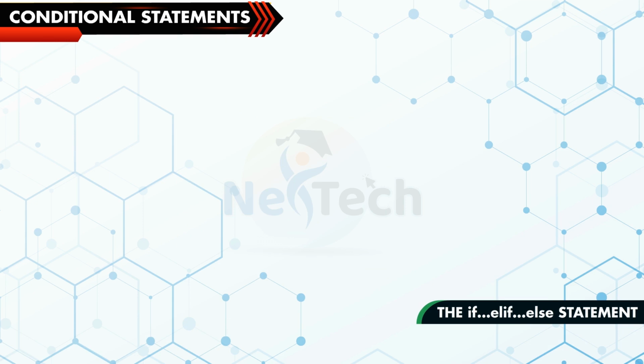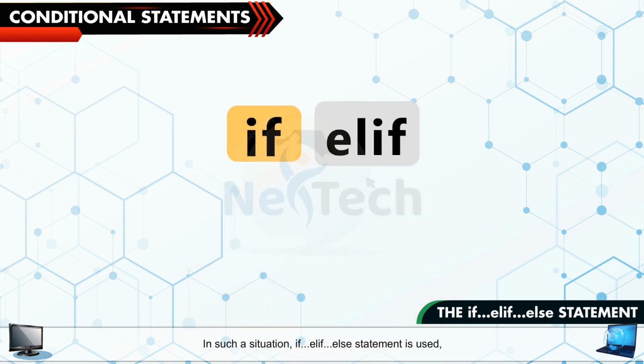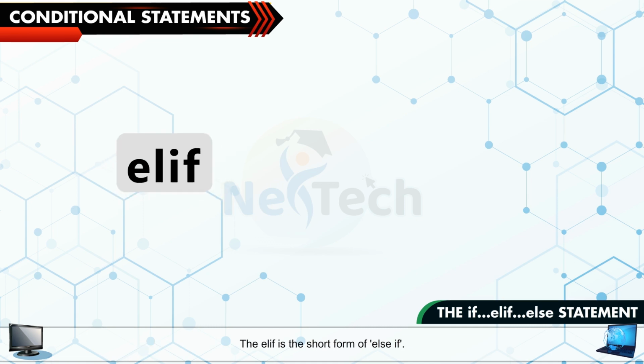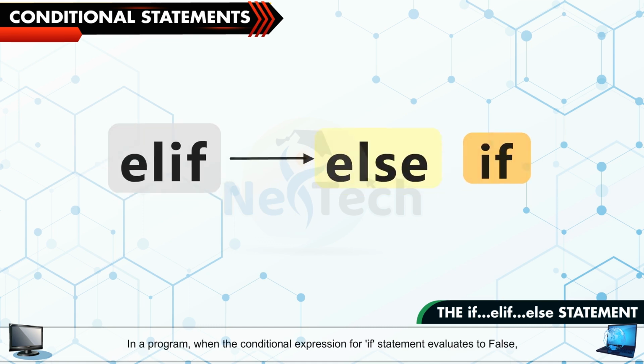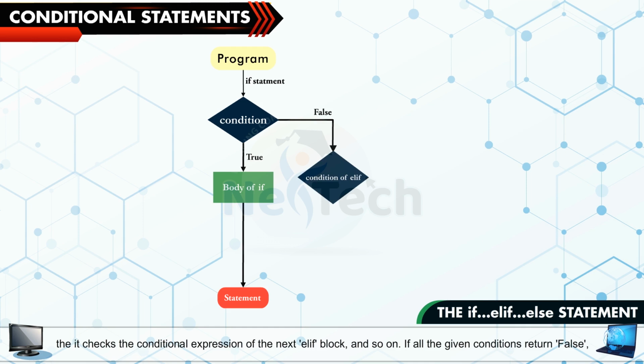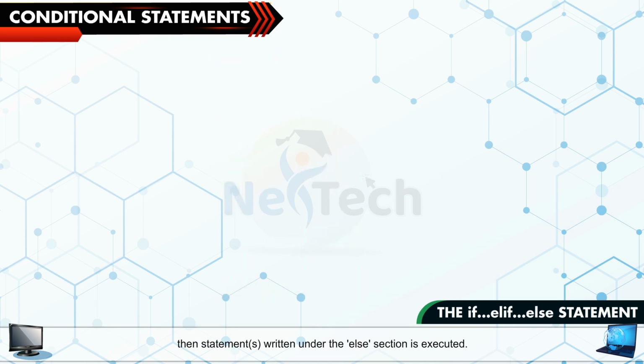The if-elif-else statement. There are times when you may need to check multiple conditions in a program. In such a situation, the if-elif-else statement is used since it provides a compact method to check multiple conditional expressions. The elif is the short form of else if. In a program, when the conditional expression for if statement evaluates to false, it checks the conditional expression of the next elif block, and so on. If all the given conditions return false, then statements written under the else section are executed.